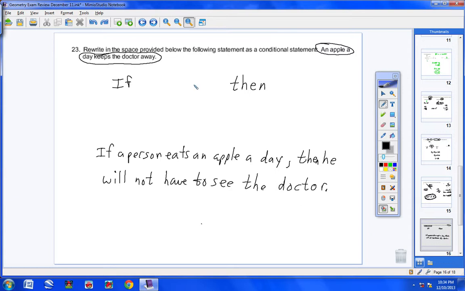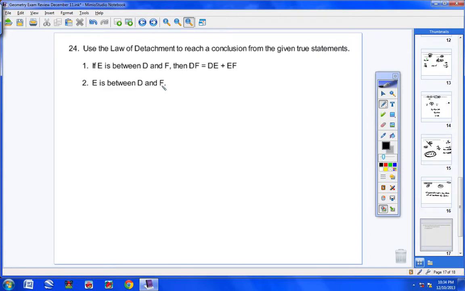So what are we reviewing here? We're reviewing what a conditional statement is. It's an if-then statement, and then we're practicing taking a regular statement and writing it as an if-then statement. All right, let's continue on. Use the law of detachment to reach a conclusion from the given true statements.